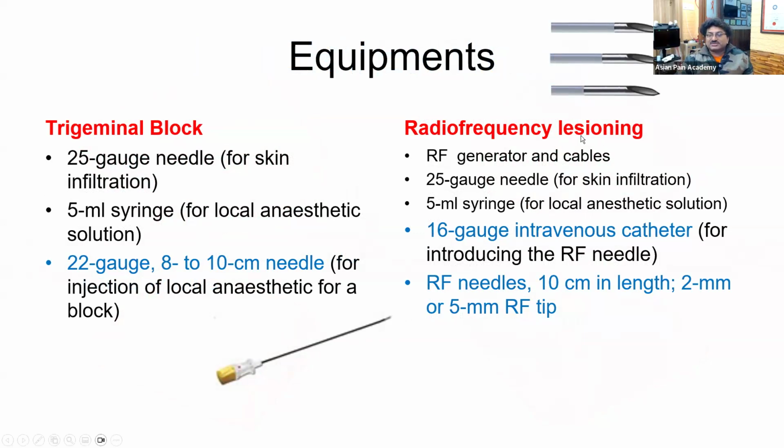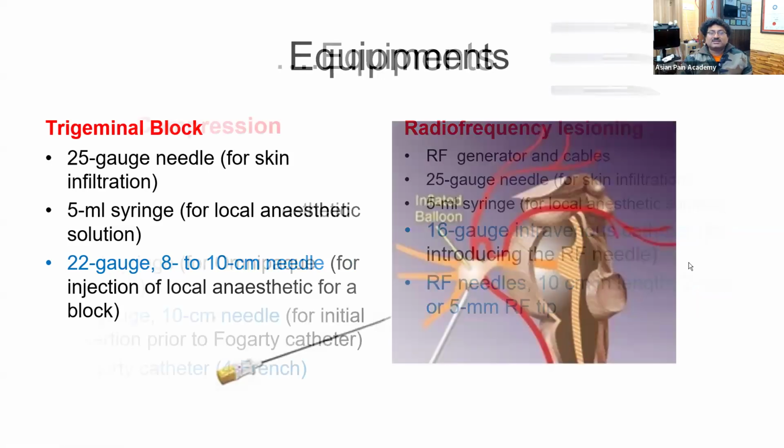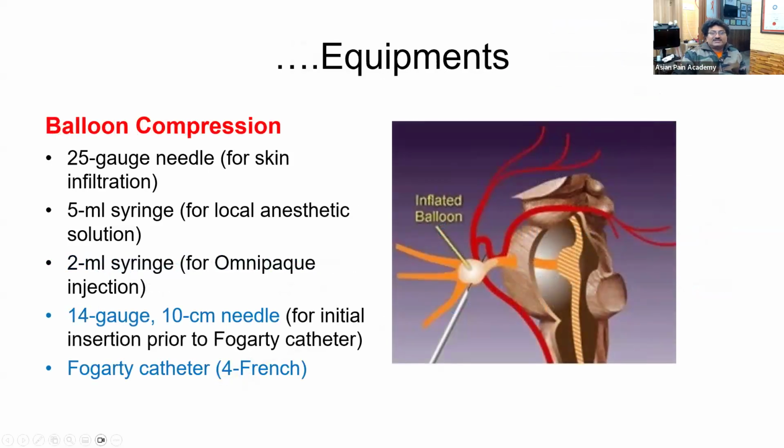But in most cases what we do is radiofrequency ablation, for which we will require a 10 centimeter length, 2 to 5 millimeter active tip radiofrequency ablation needle. Usually we use a needle-through-needle technique to avoid infection. For that you might take an angio catheter, and through the needle-through-needle technique you can go to the ganglion so that the skin commensals are not going inside.